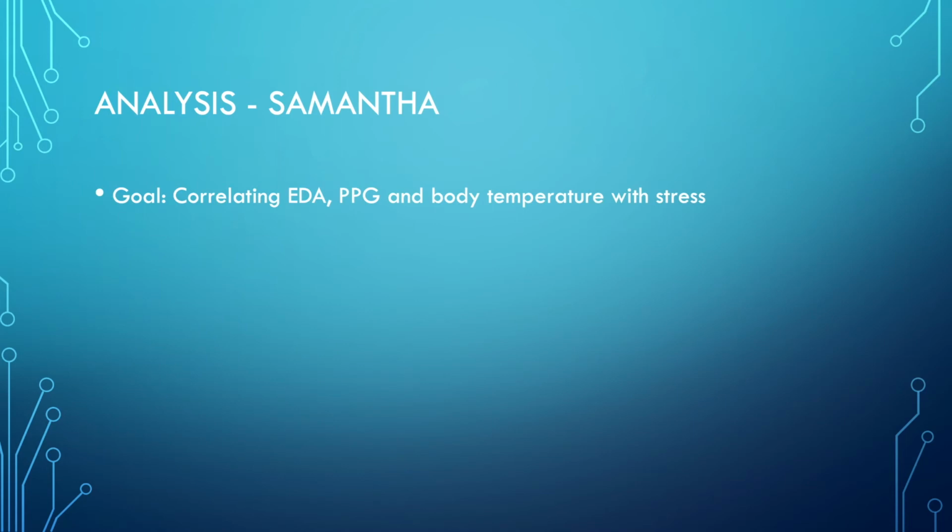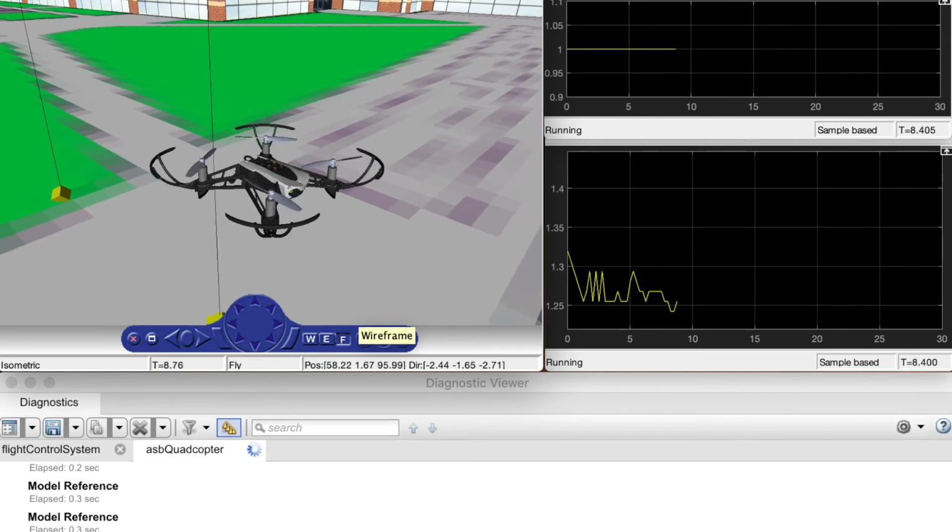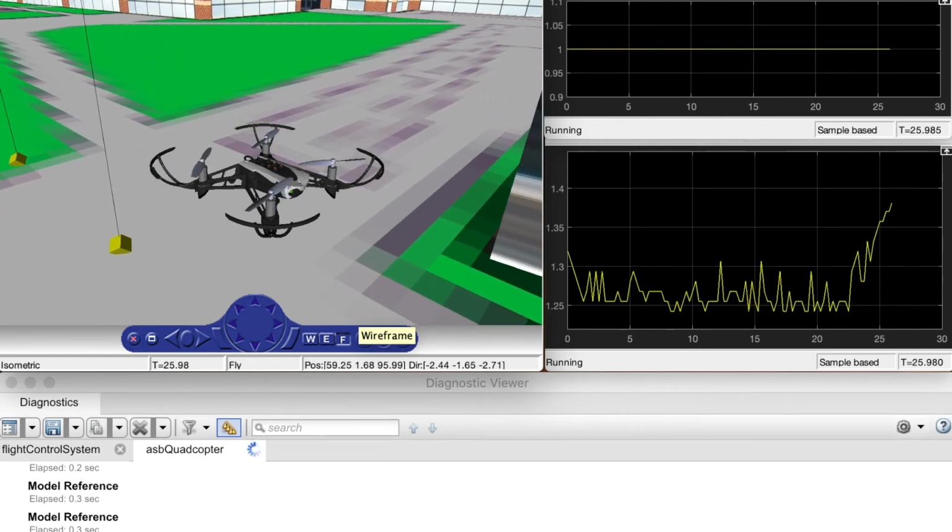As for me, I worked on the analysis of EDA, PPG, and body temperature. I wanted to correlate them with drone-related stress. I found that the only noticeable reaction happened when the drone started coming towards the subject. I identified a change in the tonic portion of the EDA when a drone came at one of the subjects. I also created an algorithm that measured heart rate based on PPG. Together, these were fed into the drone to stop it when any problems occurred.